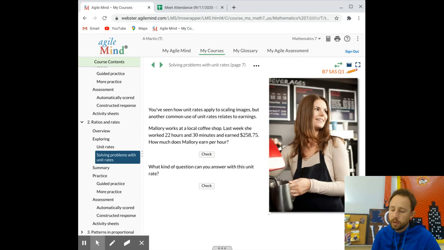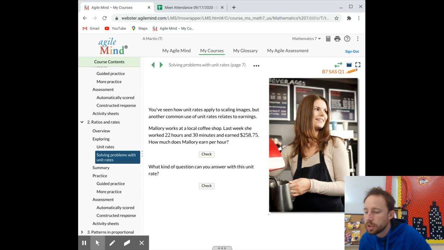All right, so we're going to go ahead and get started with page 7. And you'll notice that we're talking about this girl that works in a coffee shop. Her name is Mallory. So let's get Miss Alora to read about Mallory. Mallory works at a local coffee shop. Last week she worked 22 hours and 30 minutes and earned $258.75. How much does Mallory earn per hour?